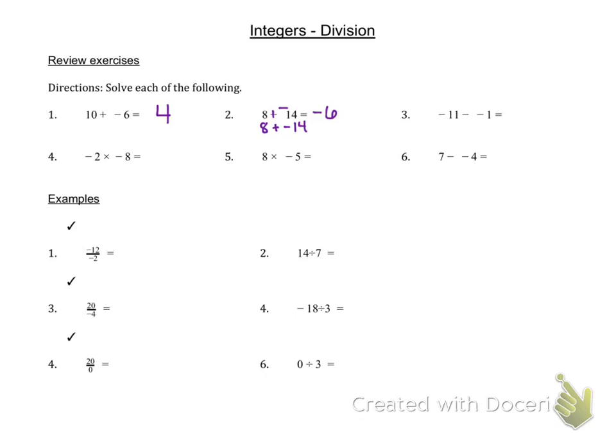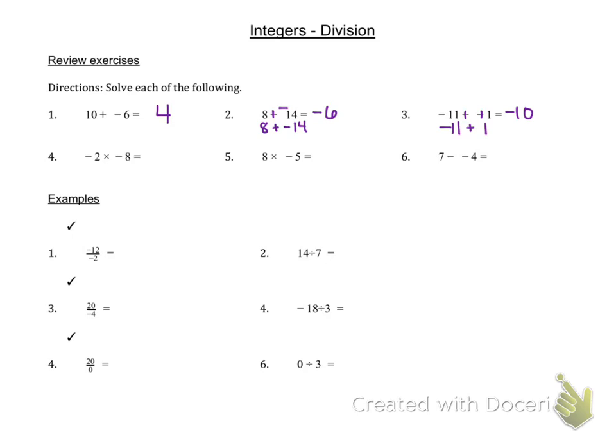Number 3, negative 11 minus a negative 1. Since I'm subtracting, I'm going to do click, click, click, click. So I have negative 11 plus 1. So I'm going to subtract the two numbers. 11 minus 1 is 10. Take the sign of the bigger number, which is 11. So my answer is a negative 10.